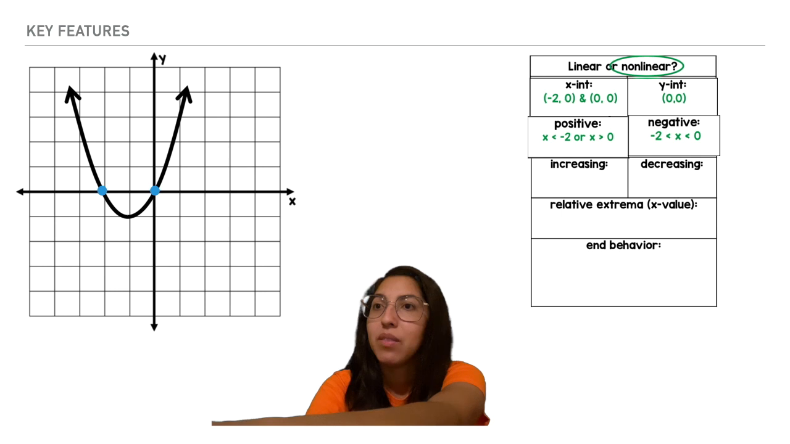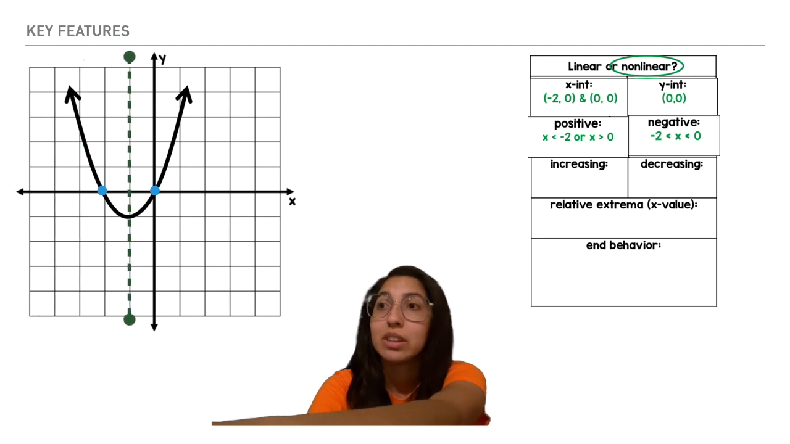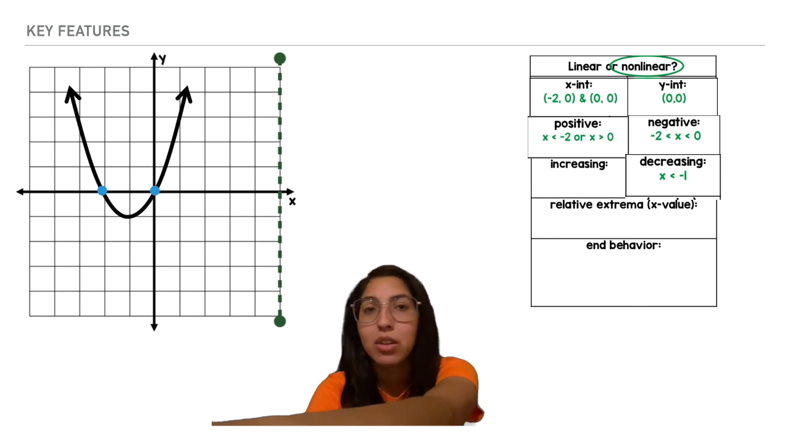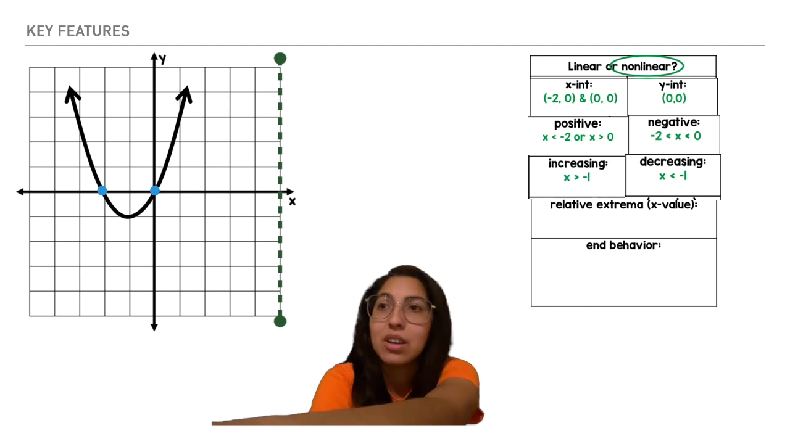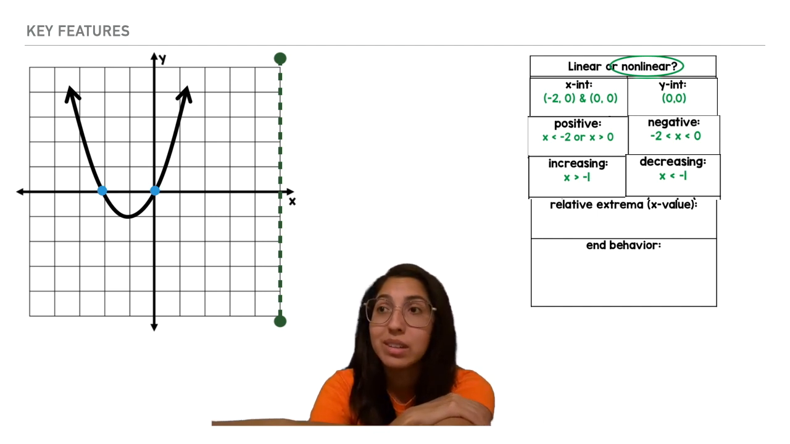Next, we have increasing or decreasing. So same as last time, we're starting from left to right. So just scanning the graph up until this point, and then scanning the rest of the graph until that point. We can see from the beginning to that midpoint, the graph is falling. So it is decreasing, and then from the middle to the end, it's increasing. So when x is less than -1, it is decreasing. When x is greater than -1, it's going to be increasing.